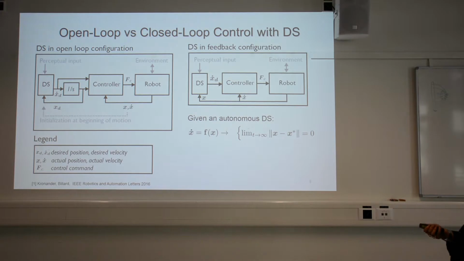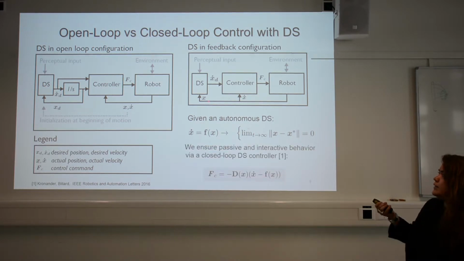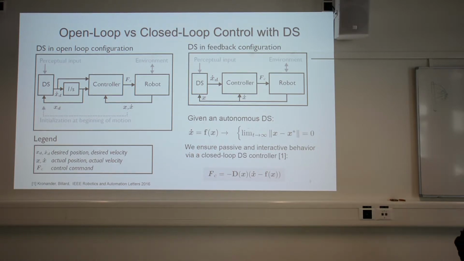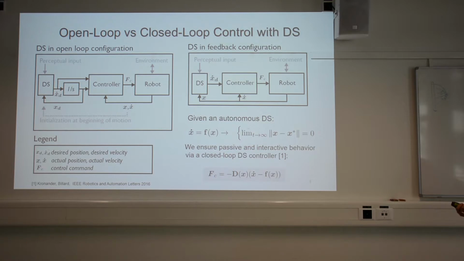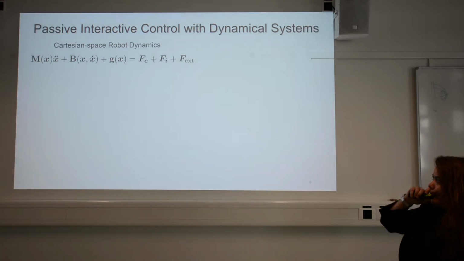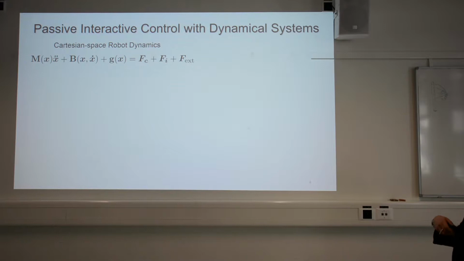So the idea is that if we have a dynamical system such as this one, which generates our motion, and we feed back the state of the robot, then we can have this passive and interactive behavior with the control law that we proposed, which is basically a proportional action on the velocity error. Here we have the actual velocity of the robot and the desired velocity that's given from the dynamical system. Let's see how this proposed controller acts on the robot.